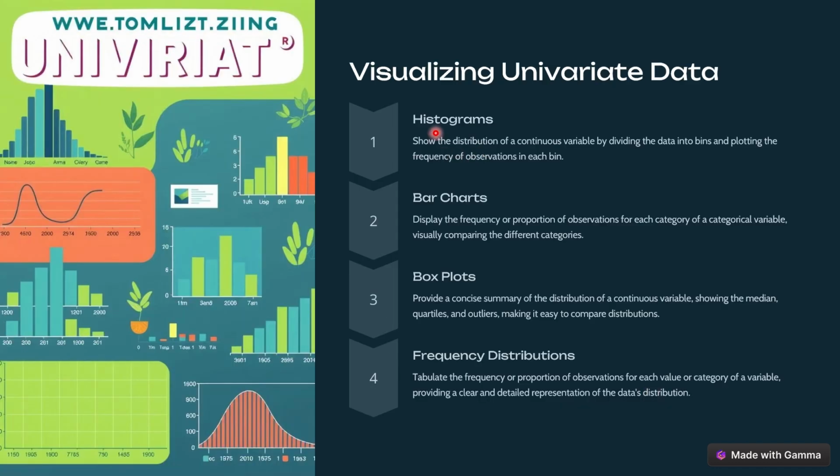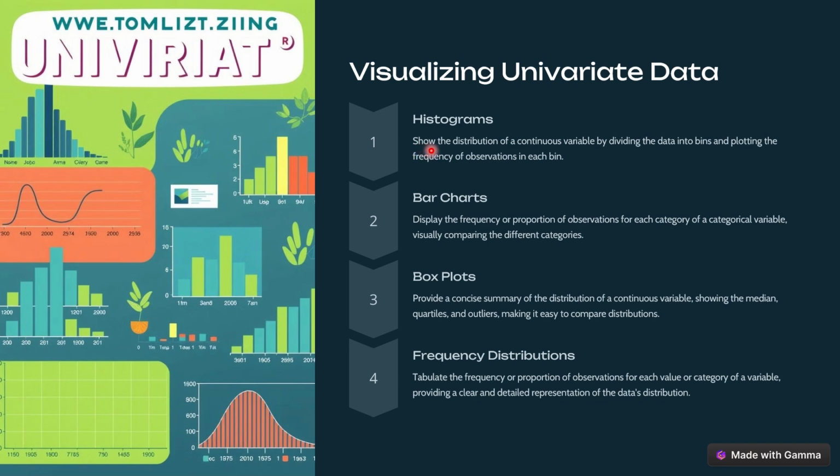Visualizing data is one of the best ways to understand it. Here are some common visualization tools used in univariate analysis. First is histogram, second is bar chart, third is box plot, and fourth is frequency distribution.